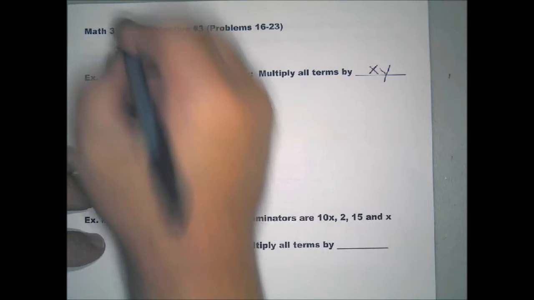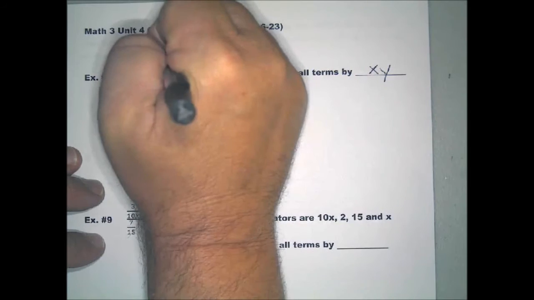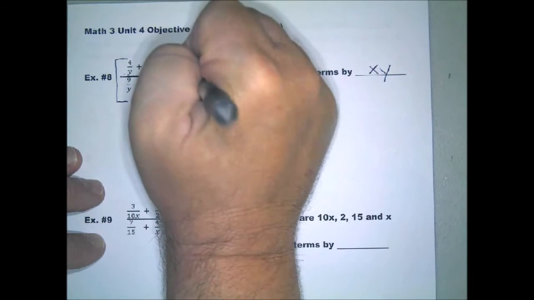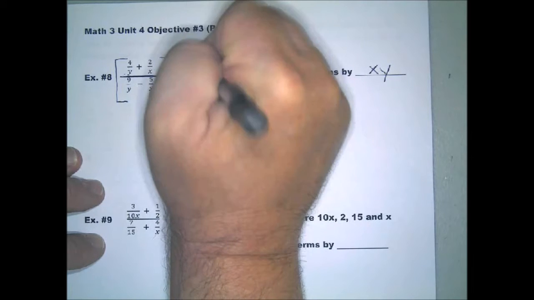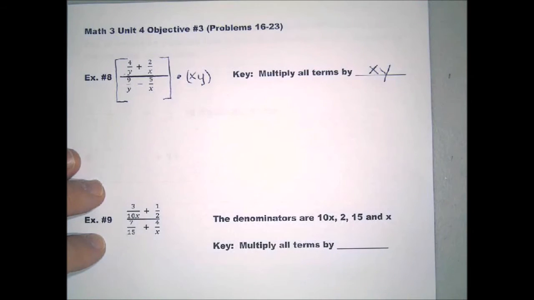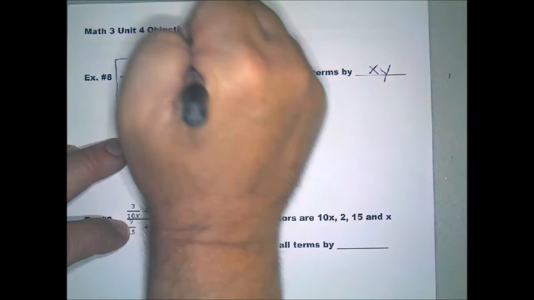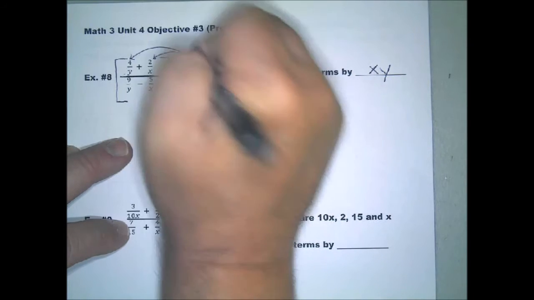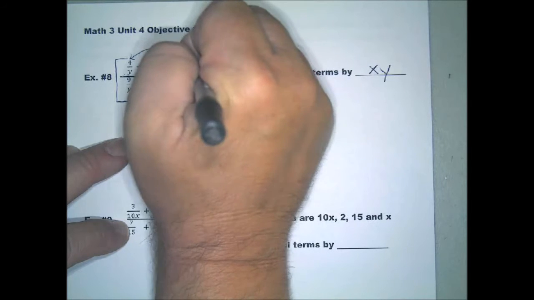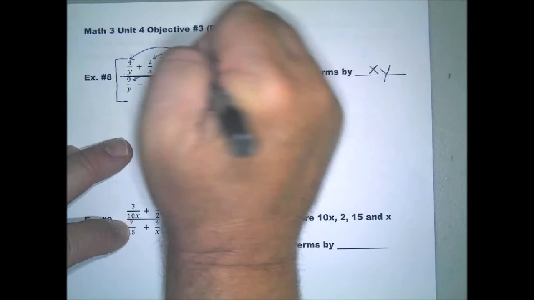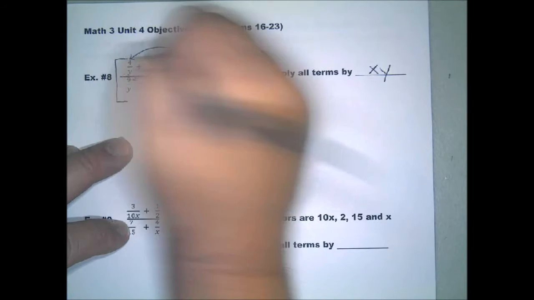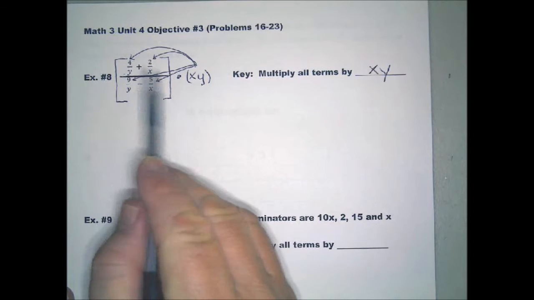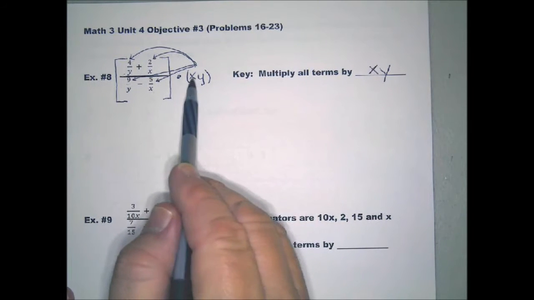So I would have, this is the way I show my classes to do it. It's like just a really large distribution problem. XY is going to go to every single part of this problem. I'm distributing XY. And remember, distribution means multiplication. So I'm multiplying every single numerator in this problem by XY.